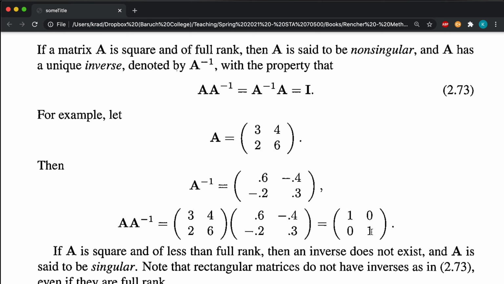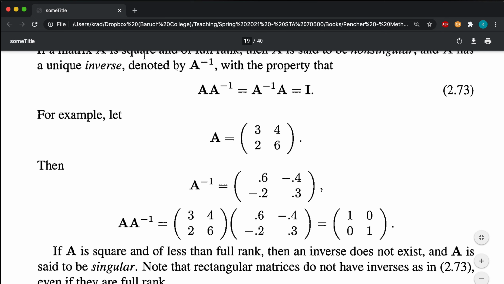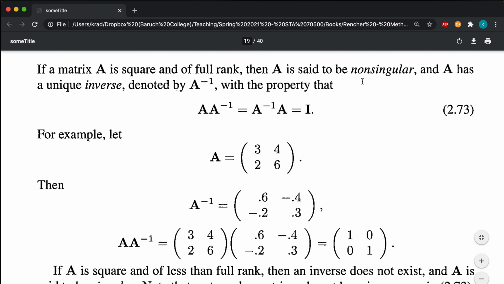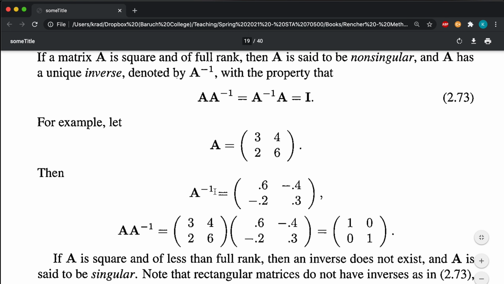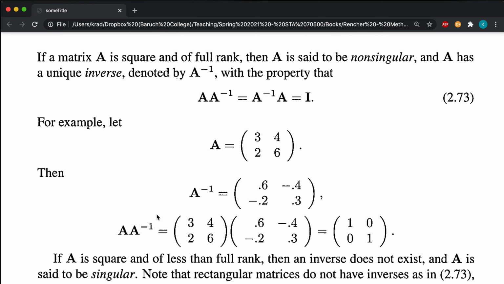And it's full rank, right? Because there is no number that you can multiply by 3 and 4 and get 2 and 6. So these two rows are independent. And A is square and full rank, therefore we call it non-singular, and therefore it has a unique inverse. Here we multiplied this inverse from the left side. Now we can also multiply it from the right side, and you get the same identity matrix.